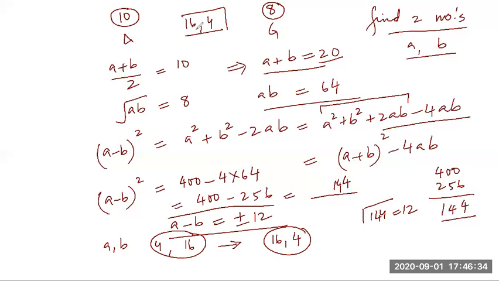Let's verify. Is it true? What's the AM of 16 and 4? 20 by 2, 10. What is the GM of 16 and 4? Under root of 16 times 4, that is equal to 64, and under root it is equal to 8.